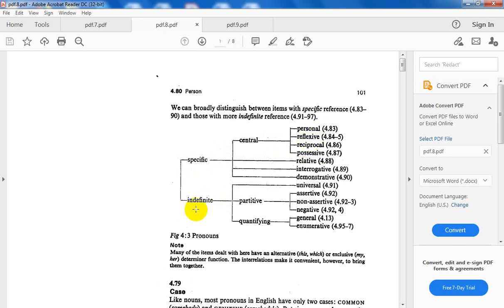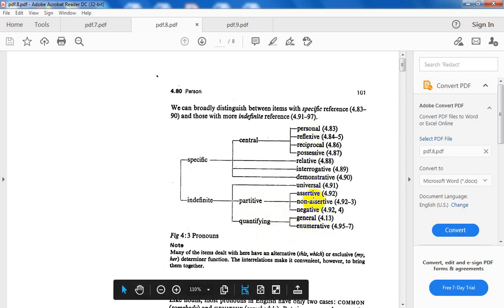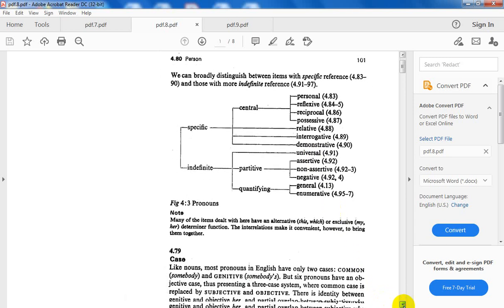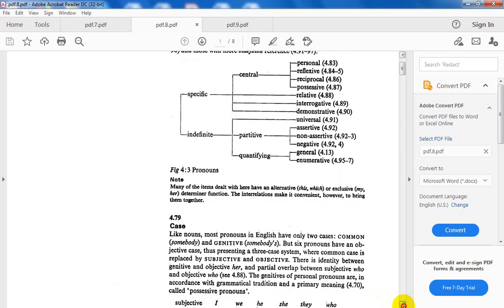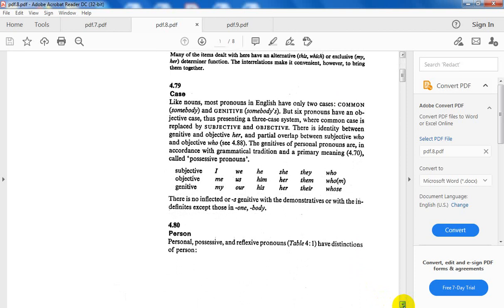The indefinite pronouns are universal, partitive, and quantifying. The partitive are subdivided into assertive, non-assertive, and negative. The quantifying are general and enumerative. Of course, all these subclasses of pronouns will be discussed later on. But before indulging in the subclasses of pronouns, let us see the general features of pronouns, starting with case of pronouns.